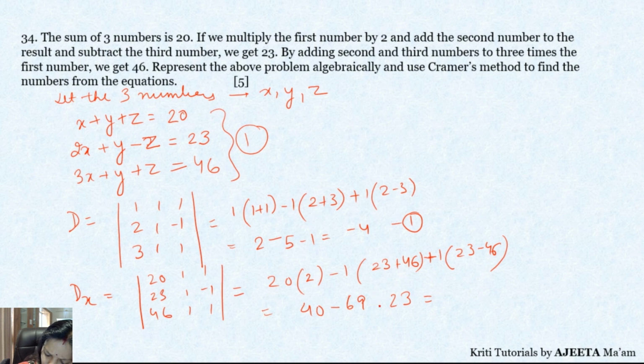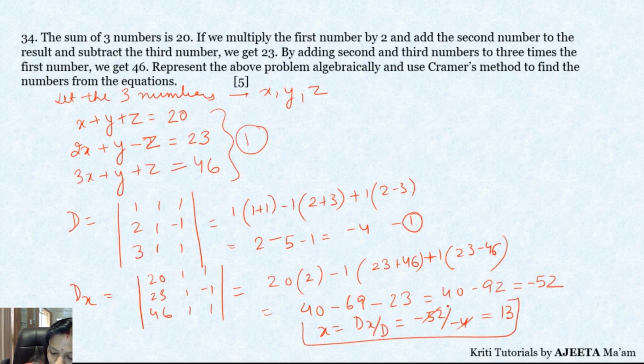This is plus. Okay. So 90, 69, 40 minus this, and then you get this. So you get here minus 52. So what will be your x? Your x will be dx by d, that is minus 52 by minus 4, that is 13. So your first number is this.